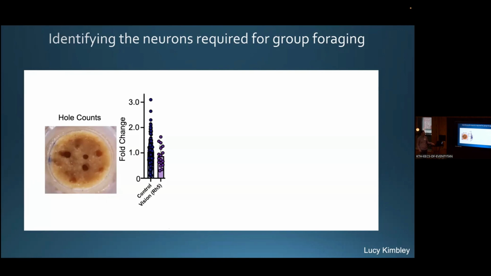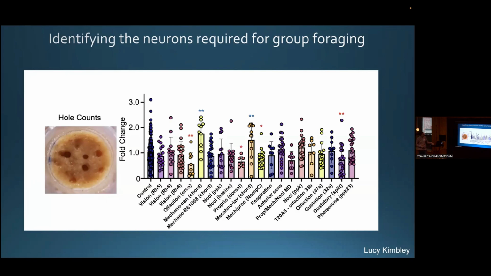And this is an example of some neurons involved with vision. There's some effect, but it's not significant. And then here are all the different lines we tested. And we see that when you inactivate some sensory modalities, you see decreases in the number of holes. And when you inactivate other modalities, you actually see increases.